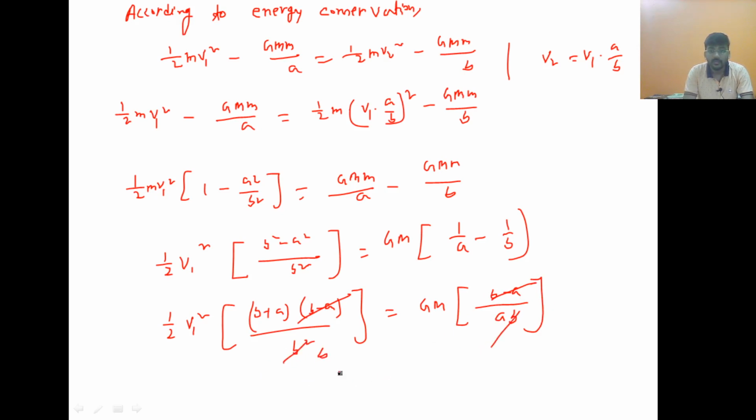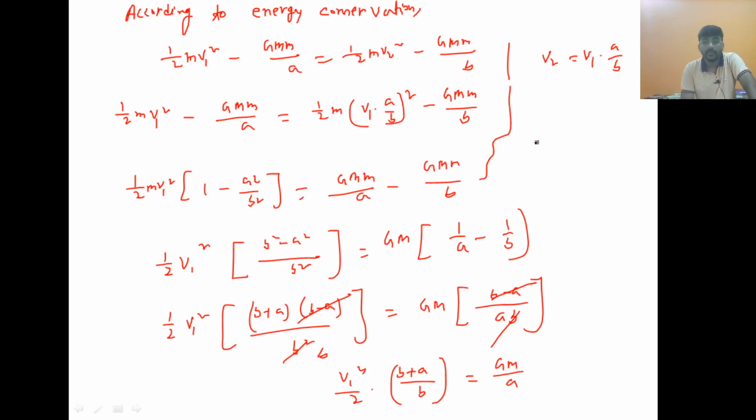So it will be b. So v1 square by 2 into v1 square divided by 2 into b plus a over b is equal to GM divided by a. So what will be v1? Okay, so v1 square will be 2 G capital M into b divided by a into a plus b. So this will be v1 square.